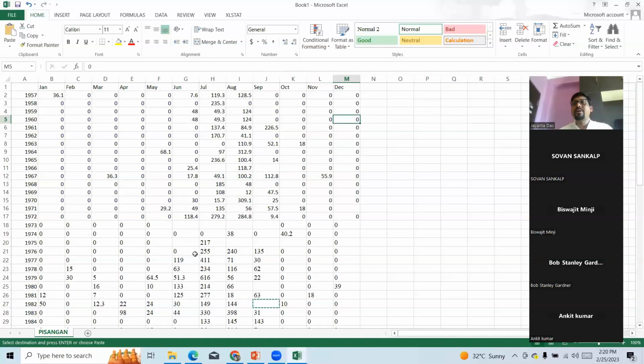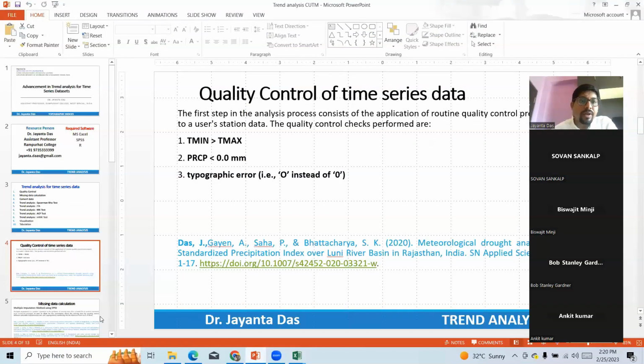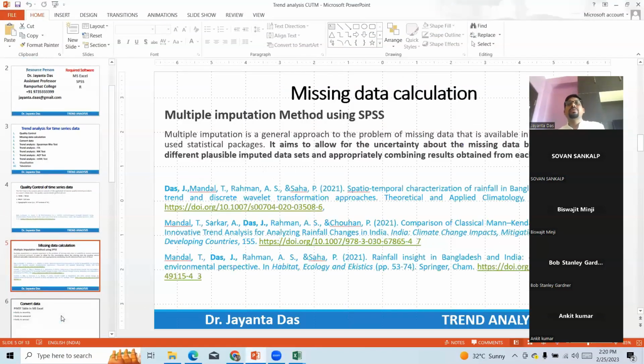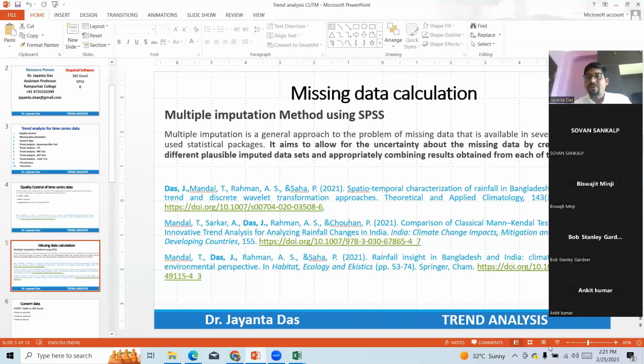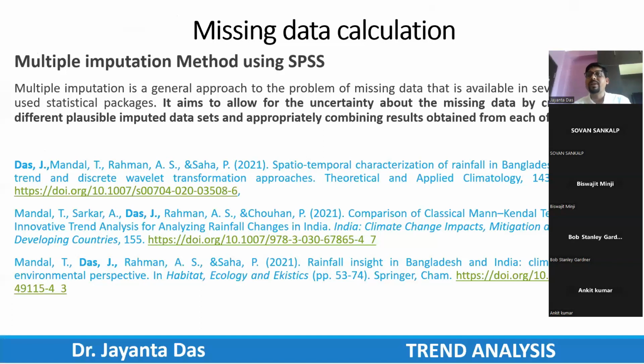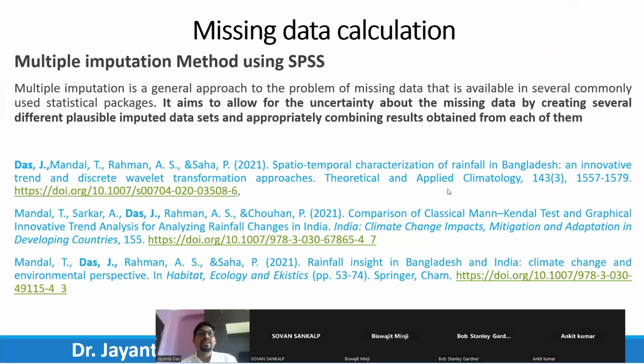Now we have to calculate the missing data. We can calculate missing data by using many methods, but one popular method is the multiple imputation method. So I'll discuss it. Multiple imputation method to calculate missing data. So I'll use SPSS software here. You may be aware of imputation. Imputation means actually calculation. So multiple imputation is a general approach to the problem of missing data.